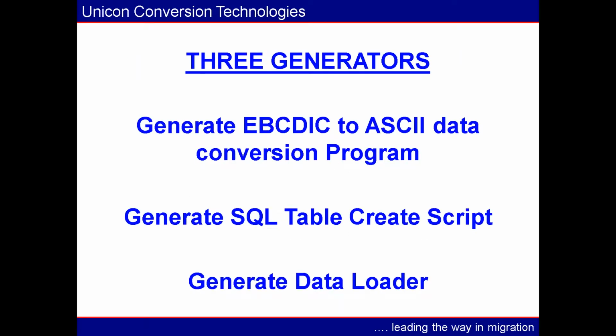The data migration process requires 3 items to be automatically generated for each file to be migrated: a program to convert the IBM EBCDIC records to ASCII records, a script to create the new table, and a program to load the ASCII records into the new table. Each of these are automatically generated by 3 Unicon code generators. These Unicon code generators are batch programs that will process hundreds of VSAM files in one run, or they can be run to process only 1 or 2 specified files.